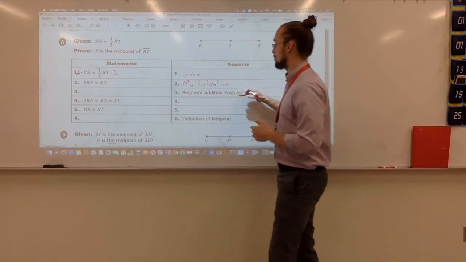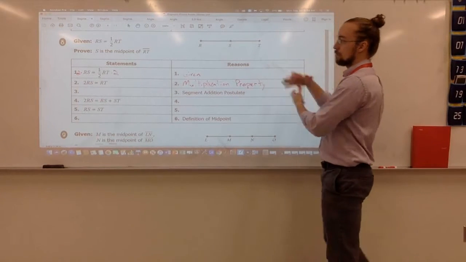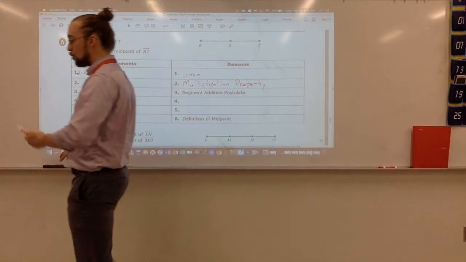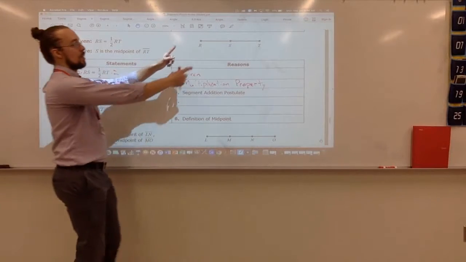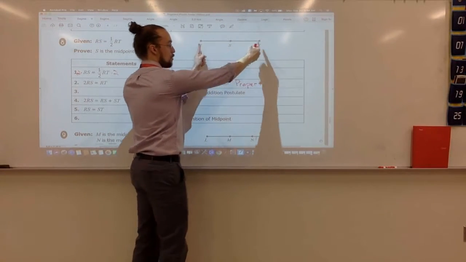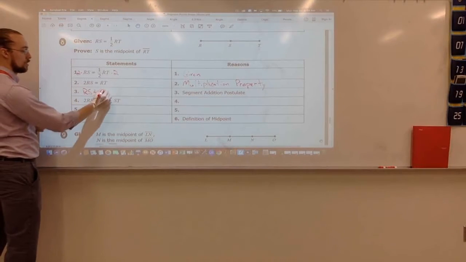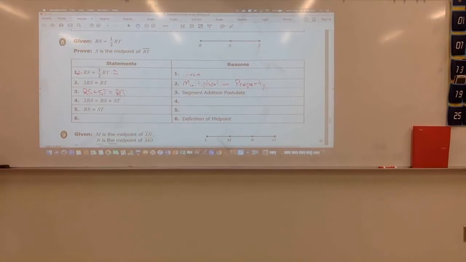So now they tell us that the reason in the next line is segment addition. Looking at this figure that I have, what equation could I write down using the segment addition postulate? RS plus ST equals RT, right? Add the two parts together, and that would equal the whole. Well, now we've got a new equation. Now they say 2RS equals RS plus ST. How can we do that?